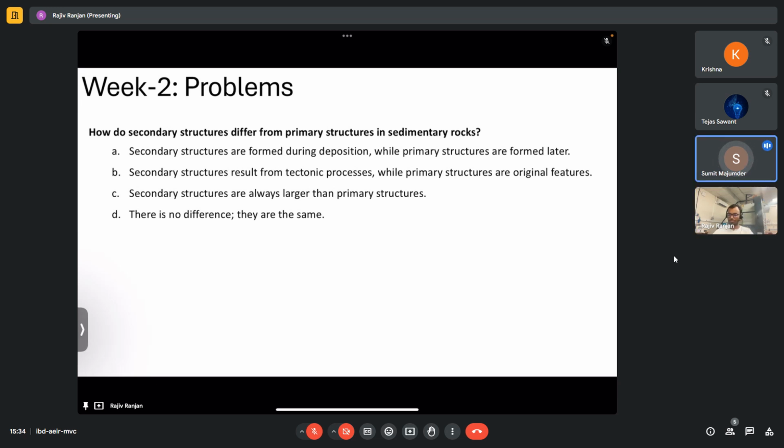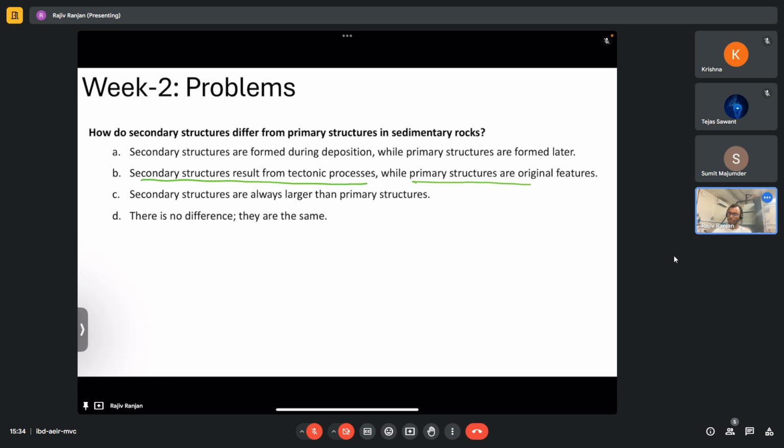Secondary structures are formed during deposition, while primary structures are formed later. But now we have discussed a lot, right? You correctly told that secondary structures are a result of tectonic forces, while primary structures are original features. So option B is correct, not option A. I hope this is clear. Secondary structures are always larger than primary structures? No. There is no difference? No, this is not right. Secondary structures formed during deposition? No, it's just the opposite. So option B is correct.